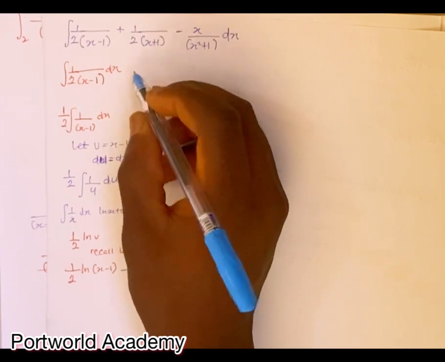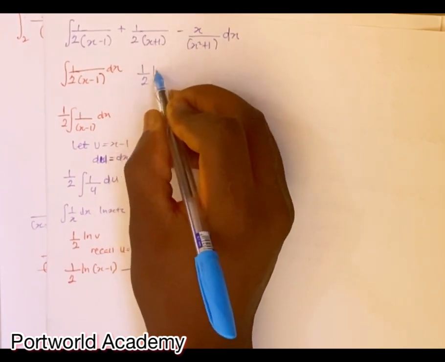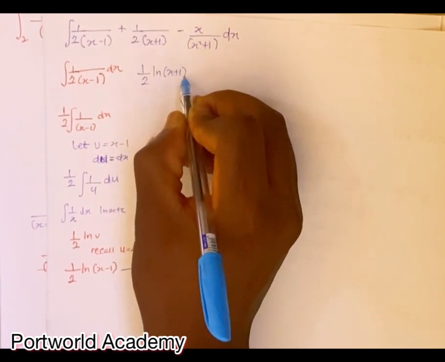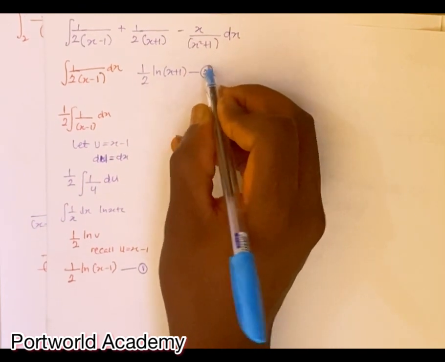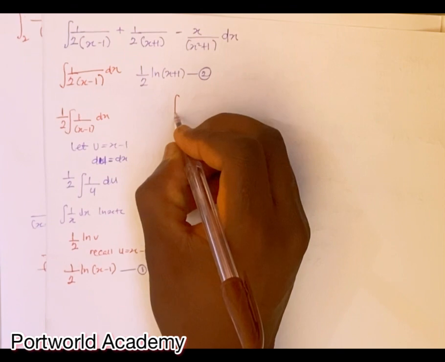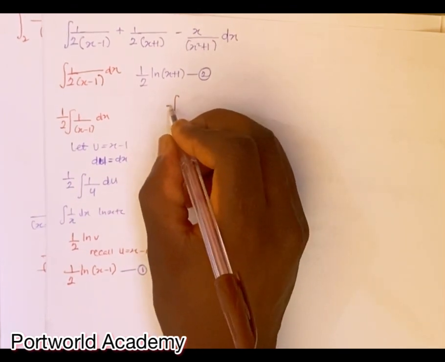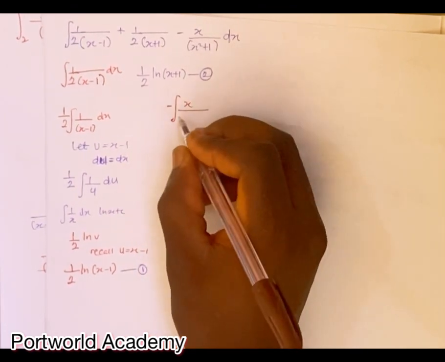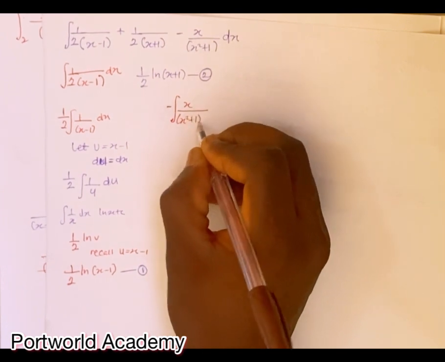I'm going to have this to be what? 1 over 2 natural log of x plus 1, right? So let me call this my second one. But the last one, if you look at it very well, I'm going to have negative integral of x divided by x squared plus 1 dx.